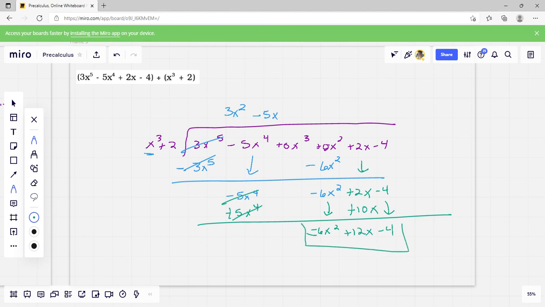There's nothing more I can divide, because once the degree of whatever I have left is lower than the degree of my divisor, I can't divide anymore. So I'm going to just write plus, and then on my top I have negative 6x squared plus 12x minus 4, and on the bottom I would have x to the third plus 2, because this 3 right here is higher than this 2. So I can't divide anymore.